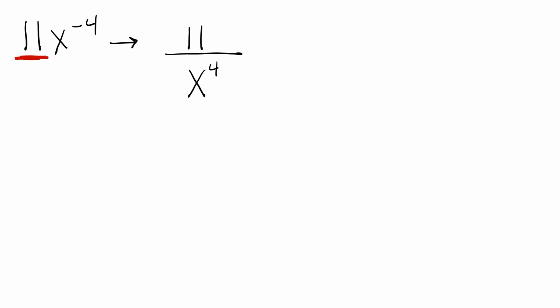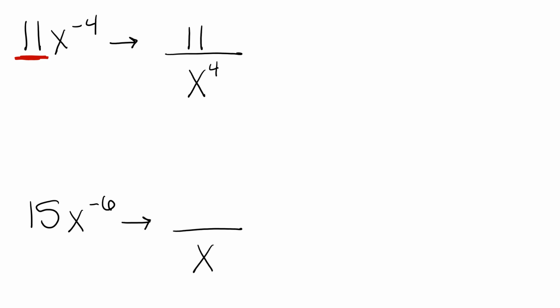To take it up a notch, we can now do the problem 11x to the negative 4th. The base number x stays on the bottom. The negative 4 exponent changes to a positive 4 exponent. The 11 is out in front, so the 11 stays on top.